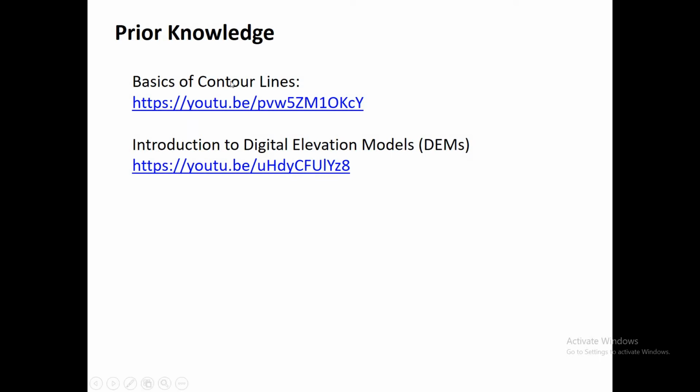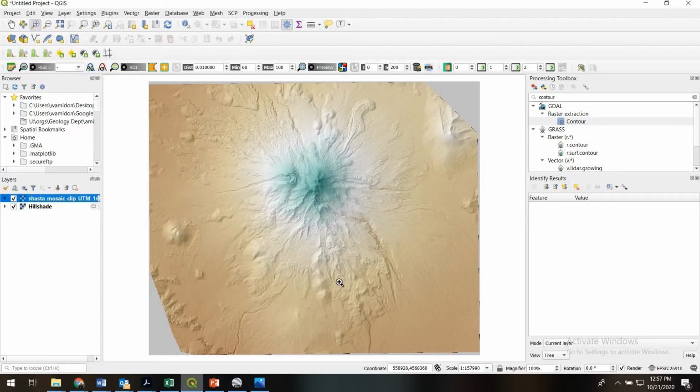If you need more information about contour lines, I recommend this great video. And if you need more information about digital elevation models, from which the contours are rendered, please see this video. So getting right to it, we've got a QGIS project going of Mount Shasta in Northern California.